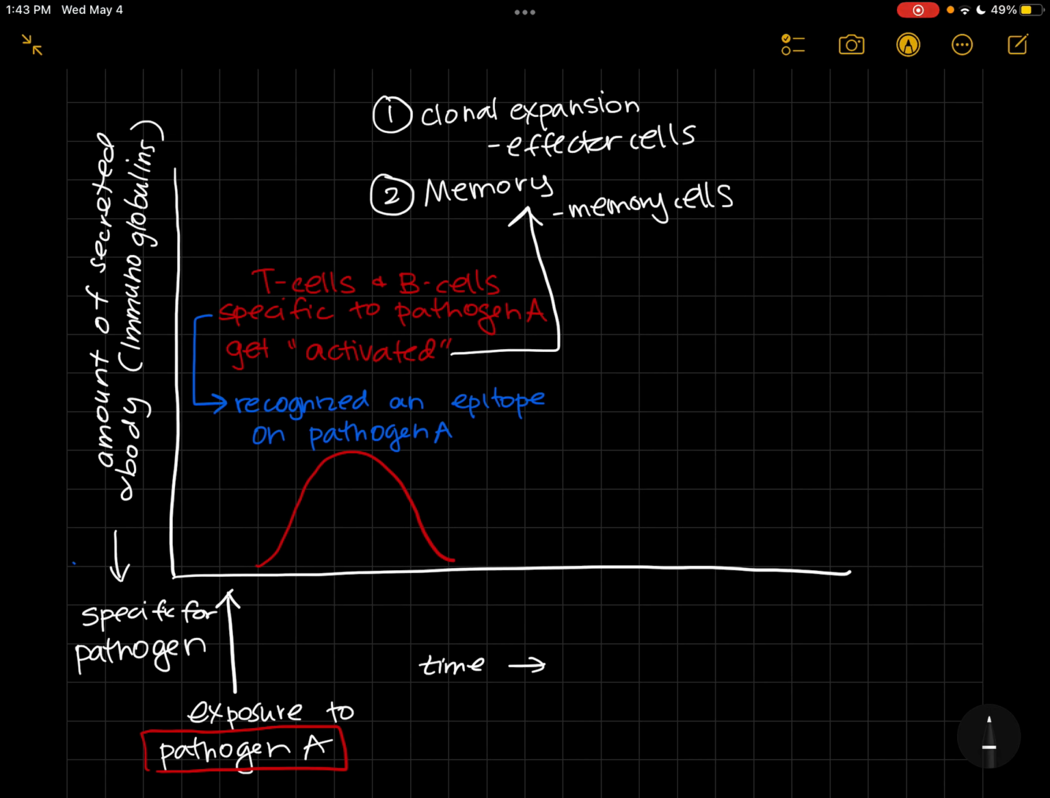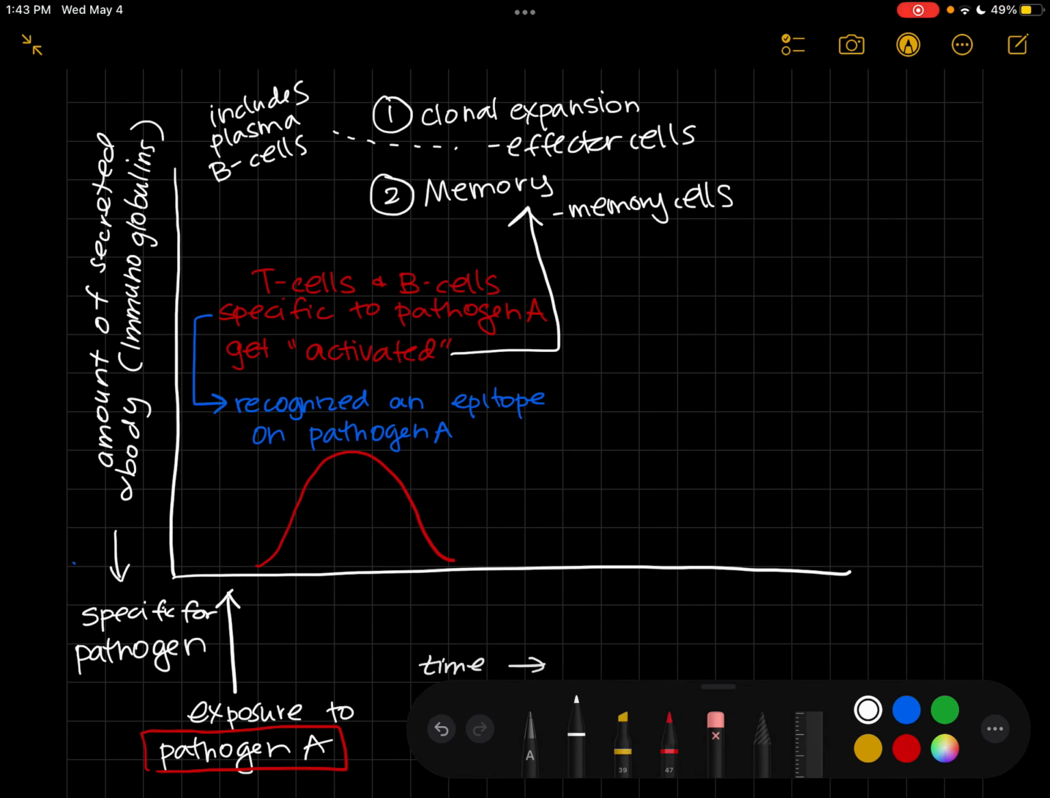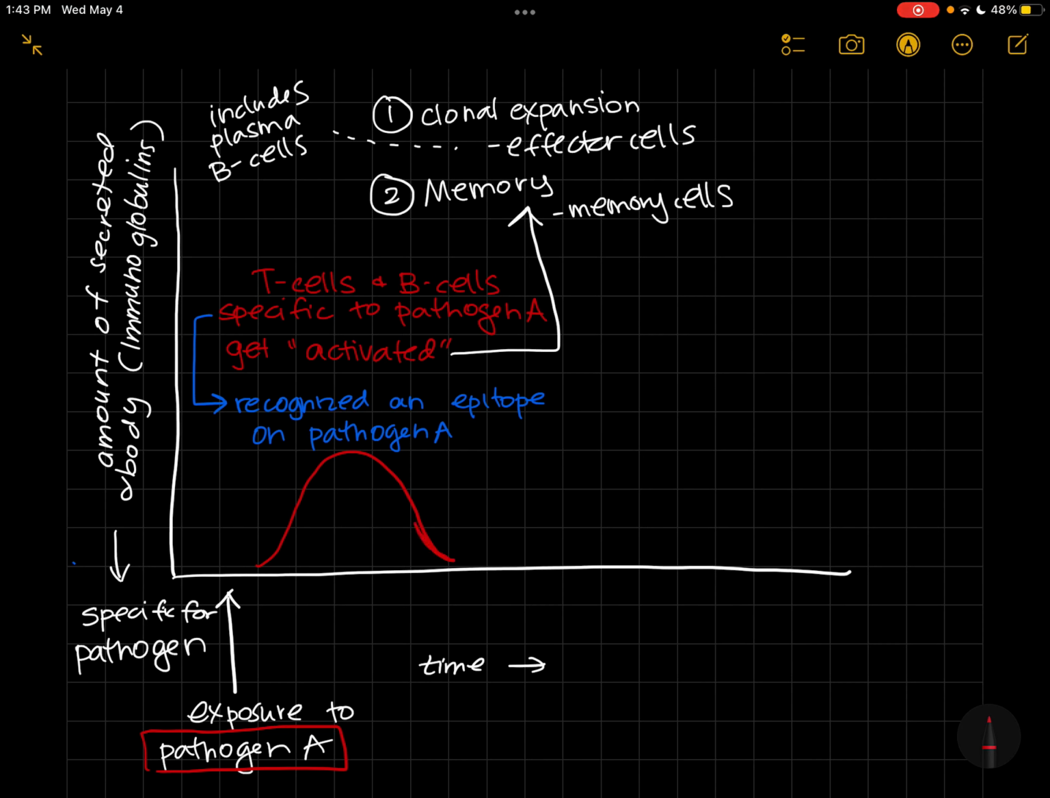Okay. Some of these effector cells are going to be the plasma cells. And these plasma B cells are the ones that are actually secreting this antibody that we see in this reaction. So these are the ones that we're really testing here. But we know that the T cells are doing the exact same thing. Okay, so now you've cleared your pathogen, and you see that the amount of antibodies you have is starting to go down. That's because the pathogen is cleared.